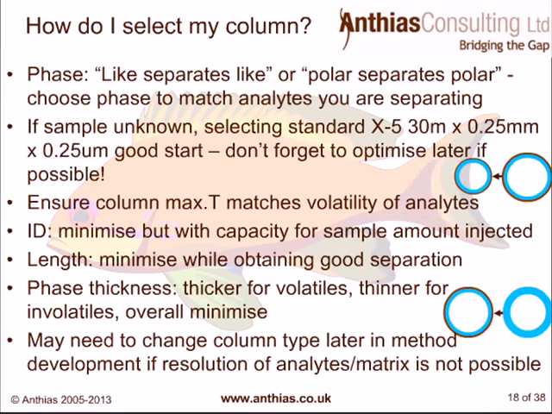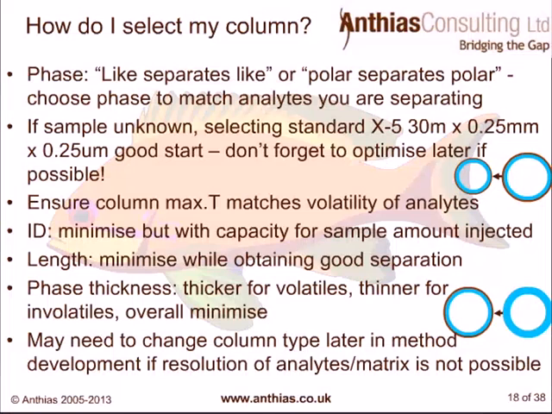How do I select my column? So the phase, with terms like "like separates like", or polar separates polar, we want to be choosing the phase to match the analytes we are separating. However, if we don't know what our sample is, selecting a standard X5, so for example HP5, DB5, 30 meter, 0.25, is a good start. But don't forget that once you know what's in there, it might be possible to optimize it further to get the best separation of our analytes.